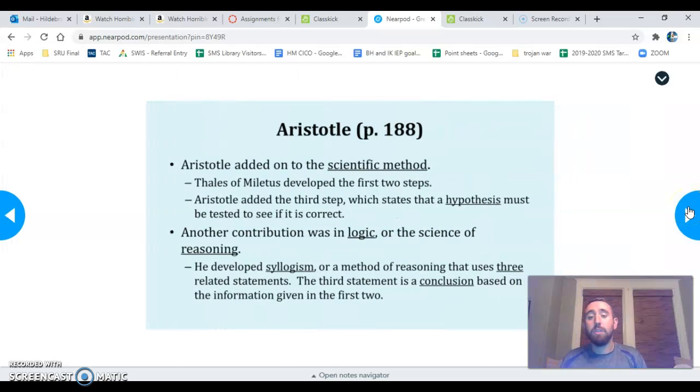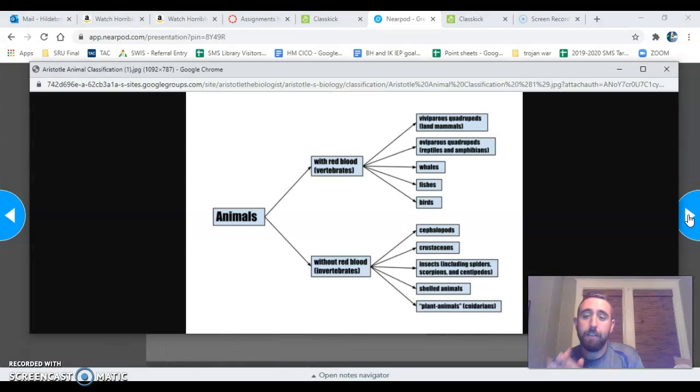He also adds to the scientific method. He's going to add the hypothesis step. So you've been learning about that in science class. He's the guy who added the hypothesis to it all. And he also made lots of other contributions to philosophy, logic, and reasoning. Specifically something called syllogism, which you'll definitely learn about in college when you take a philosophy course. Okay, it's kind of like if A is true and B is true, then C. And you'll learn more about that later.